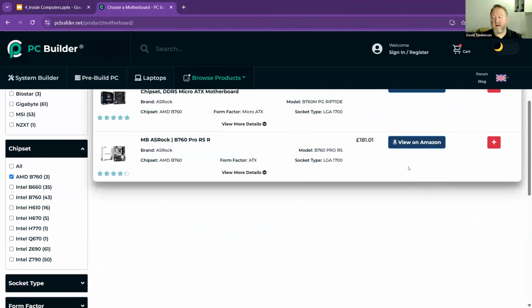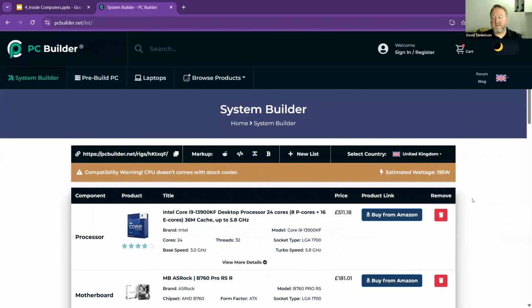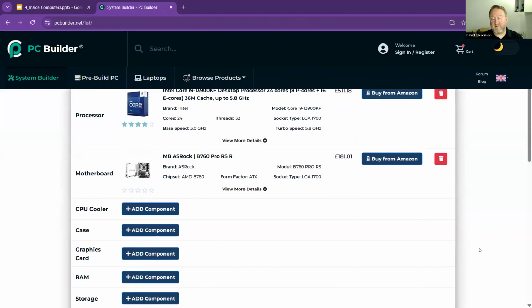And don't worry, because this is very helpful. If I get it wrong, it tells me. It says there's a compatibility warning: CPU does not come with a stock cooler. Possibly not that one. Okay, so it should tell me if there's an issue.